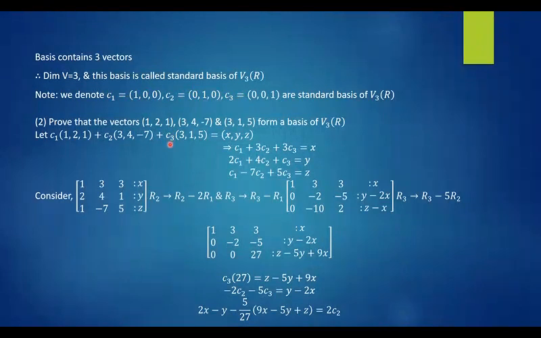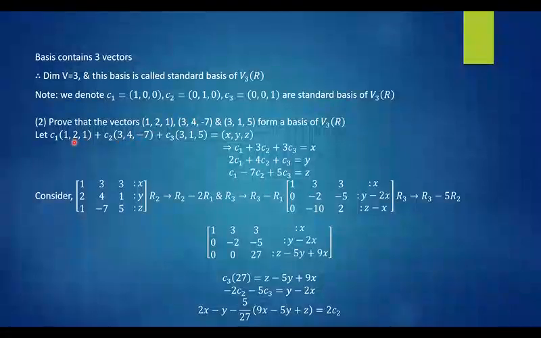Okay, let us see the next problem. Prove that the vectors (1,2,1), (3,4,-7) and (3,1,5) form a basis of V3(R). The first condition is to verify that it spans V, and then that it is linearly independent. The linearly independent part is left to you; it is almost clearly linearly independent.